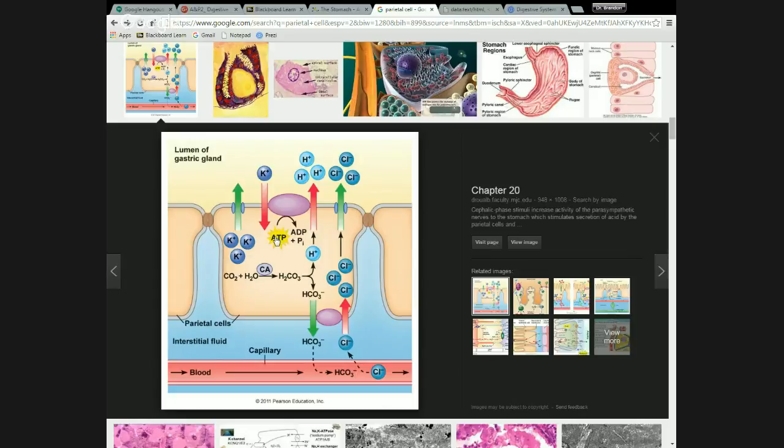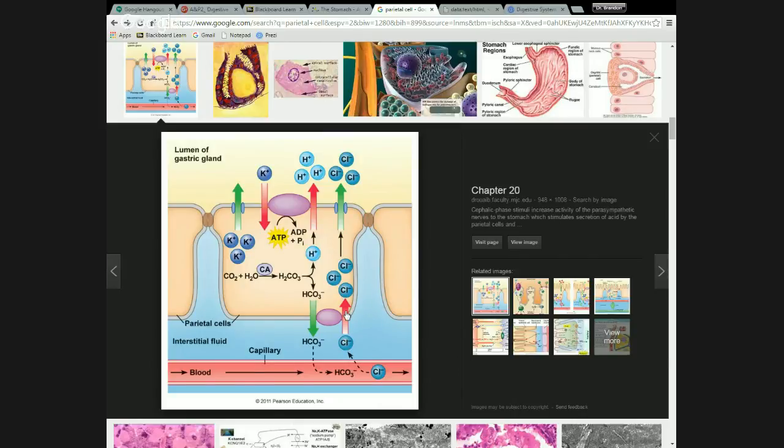And every time that happens, ATP gets hydrolyzed to drive that pump. Now, the bicarbonate ion leaves the cell, and it leaves through another transporter molecule that does not require ATP, so we don't call it a pump. But when a bicarbonate ion leaves the cell, chloride ions come in.